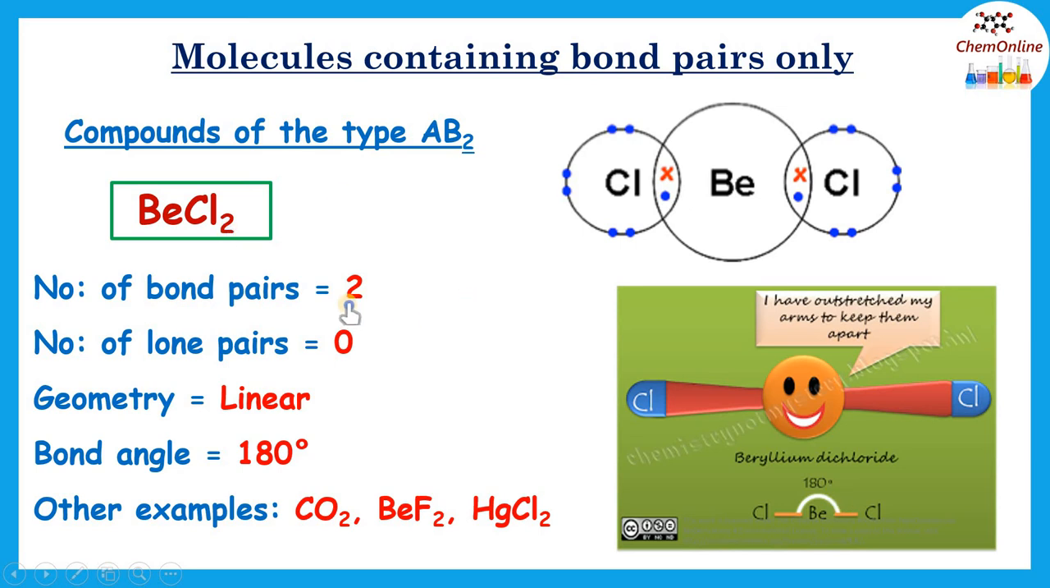Examples of molecules having linear geometry, similar to beryllium chloride, are CO2, carbon dioxide, BeF2, HgCl2, etc.